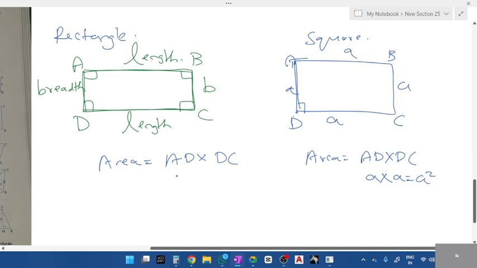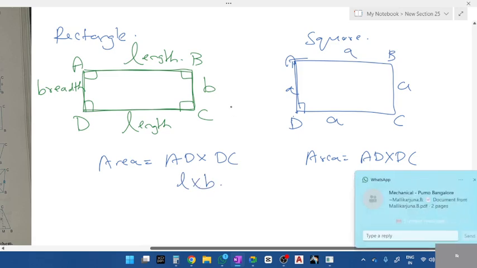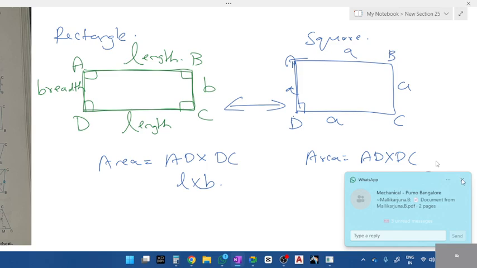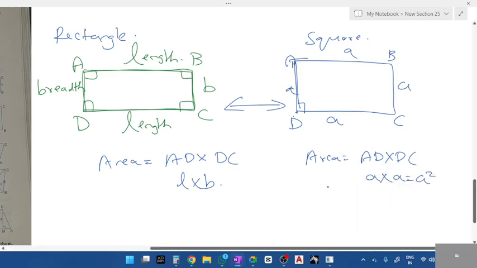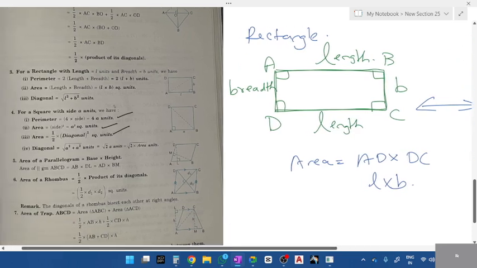What is AD value? AD is breadth and DC is L. So B into L, or you can write L into B. Okay, don't write B into L, write L into B. Isn't it the same as area? We are getting the formula, right? If you multiply two sides, length into breadth. Can you see the formula here? Length into breadth.